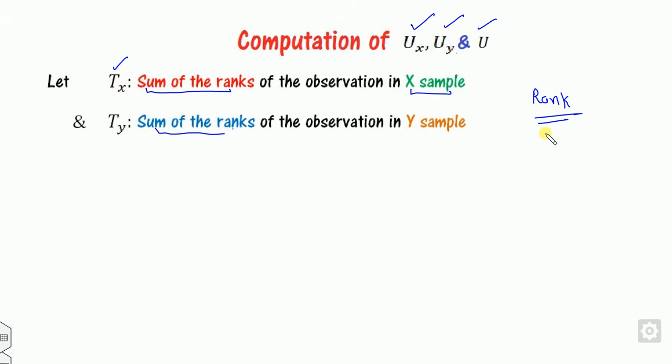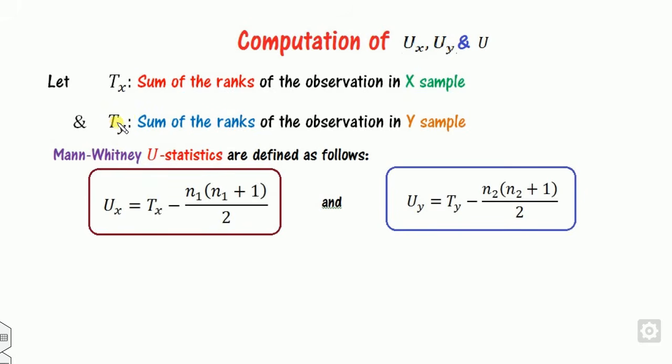In this rank we will find the variables of the x and the variable for the y, and then find the Tx, Ty. Once we have found the Tx and Ty, then we will find the Mann Whitney U statistics, Ux and Uy, with the help of this equation.